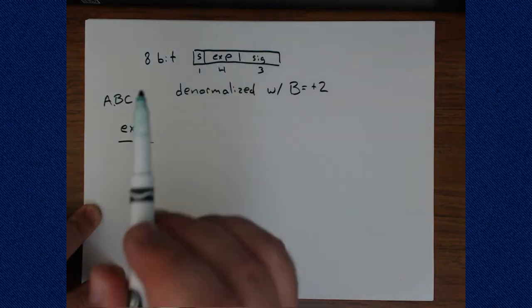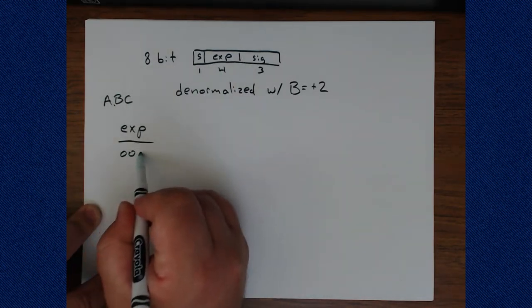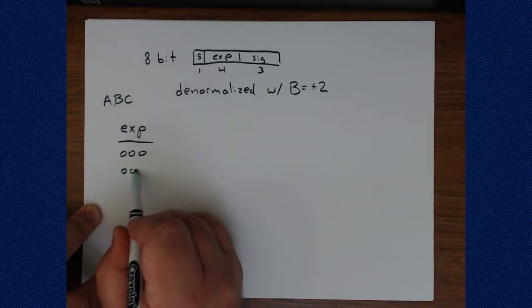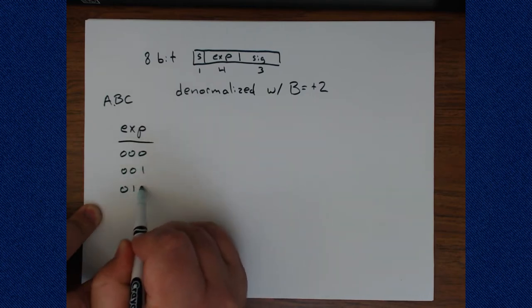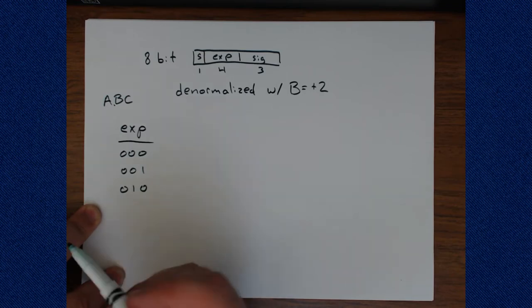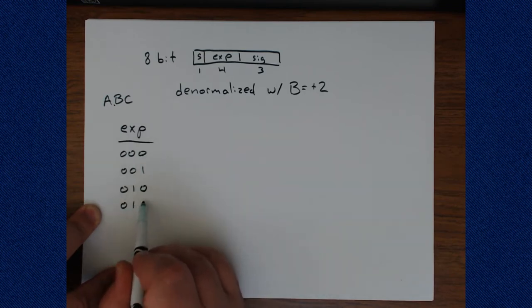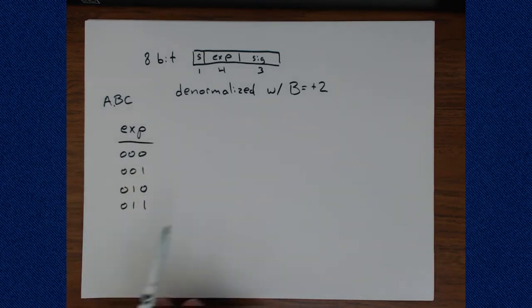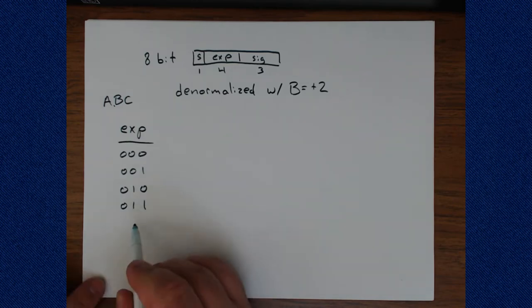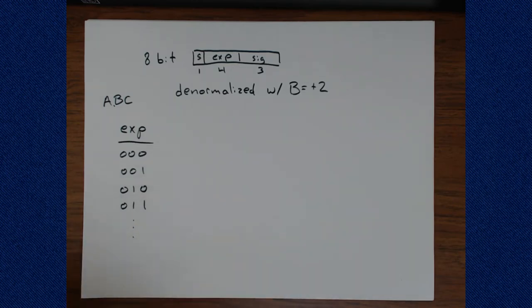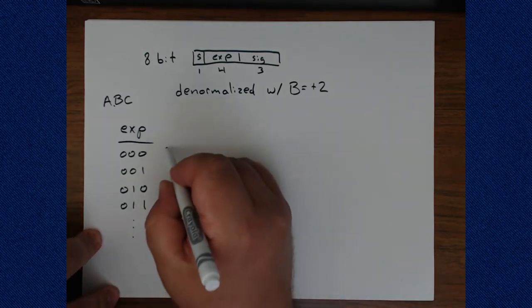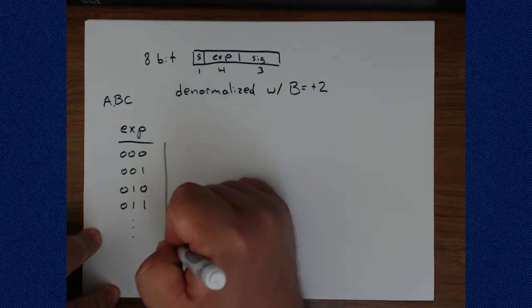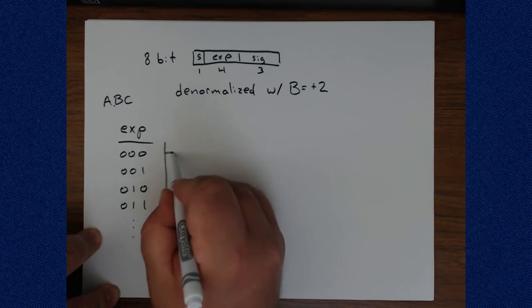So the exponent bits will be 0, 0, 0, 0, 0, 1, 0, 1, 0, 0, 1, 1, and I doubt we will need to go further than this to see what's going on. So we'll leave the other half to our imagination. And for each of these, we're going to provide a number line that starts at 0.